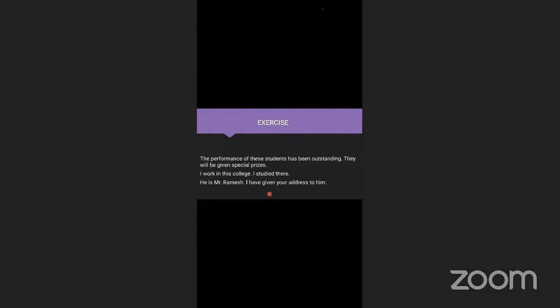When we change this into compound form, "and" can be used: He is Mr. Ramesh and I have given your address to him. That's all. Very simple matter. Then when you write the simple form: I have given your address to Mr. Ramesh. That's all. Okay, good. Up to that we can stop now.